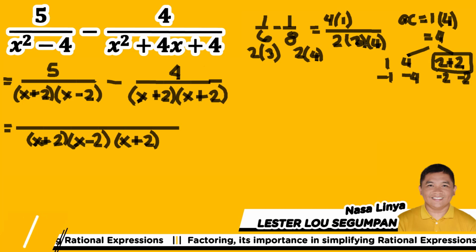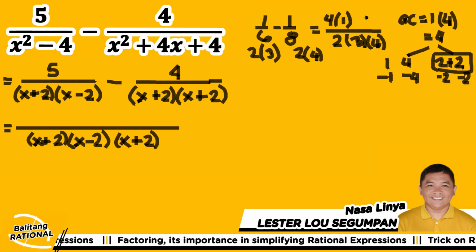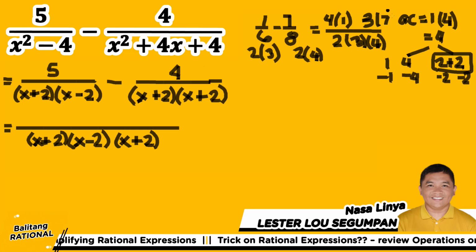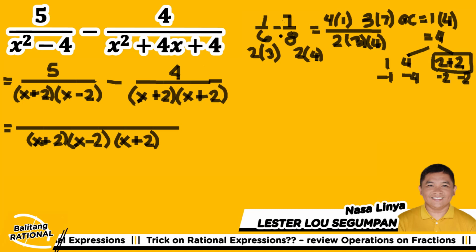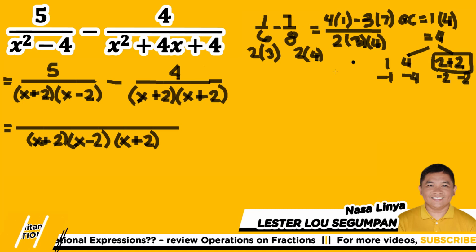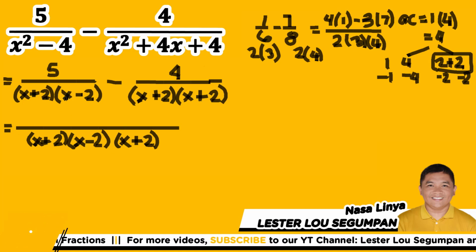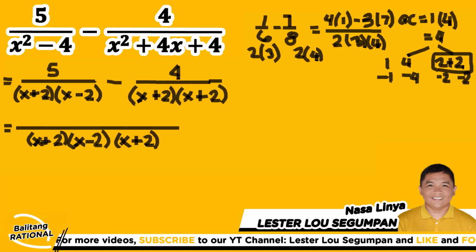Same thing here. 24 divided by 8 is 3. That would be the multiplier of our numerator. But let's say this is 7. So this is also 7 here. Multiplier of 7 pa rin. And of course, the operation is negative or minus. Let's use minus here. So using the same concept, this is our LCD to be divided with this pair of factors. So we have x plus 2, x minus 2.